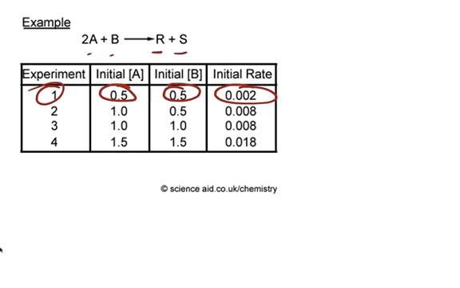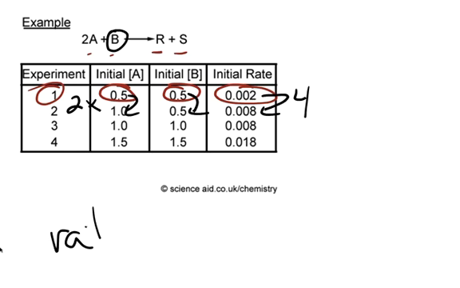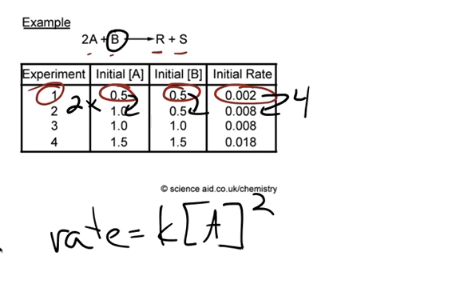Now notice in the second experiment, they've kept the concentration of B constant, but we've doubled the concentration of A. Now let's look at what happened to the rate. Notice the rate increased, but it increased dramatically. It didn't just double, so it's not a first order reaction. It increased by a power of 4. Well, if it increased by a power of 4, remember what we said, that means our rate equation has to be k times A squared. So it's second order with respect to A.